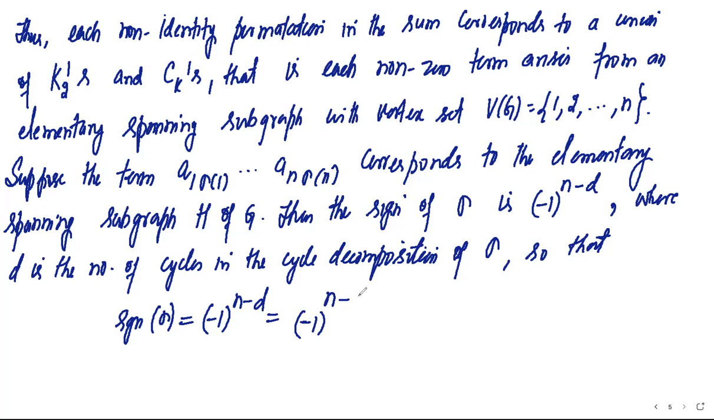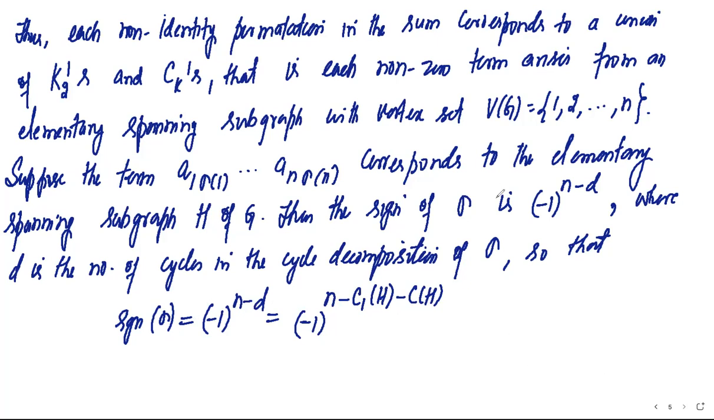So it is equal to C1 of H minus C of H, because C1 of H plus C of H is the total number of components in the elementary spanning subgraph, and the total number of components in the elementary spanning subgraph corresponds to the number of cycles in the cycle decomposition of sigma. Therefore, the sign of sigma is equal to (-1) to the power n minus C1 of H minus C of H.